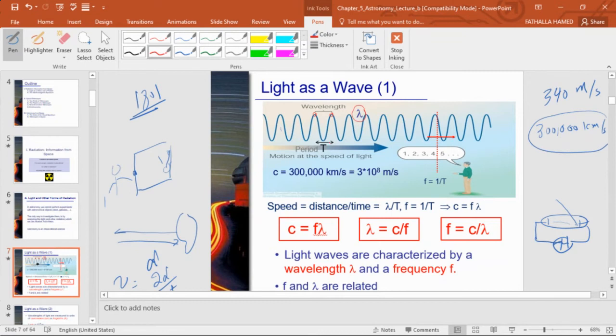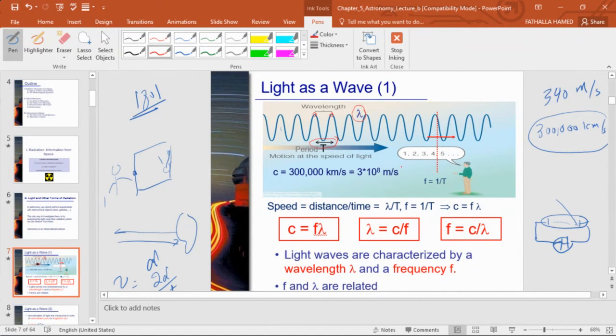And it will repeat itself in a time that we call the period T. And the speed of light is constant within the same medium. Let's say if it's in air, it's going to be the same. If it is in vacuum, it will be the same. If it's through water, it will be different. It's not going to be 3.